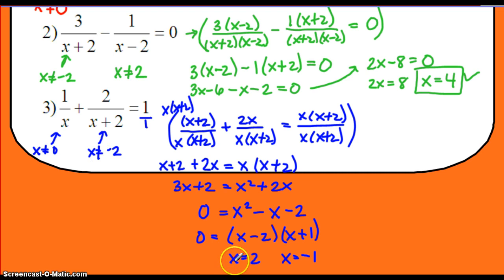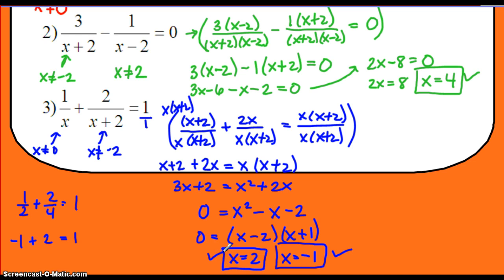If I plug in 2 to this first one, that would be 1/2 plus 2 over 4, and that would be 1/2 plus 1/2, which is 1. So this is a solution. If I plug in negative 1, on the bottom that would be 2 over 1, and negative 1 plus 2 is 1, and therefore both of those are solutions. So that is just, again, a quick review of how to solve some rational equations. Sometimes you will have to factor, but you do always want to check your work as you go through.